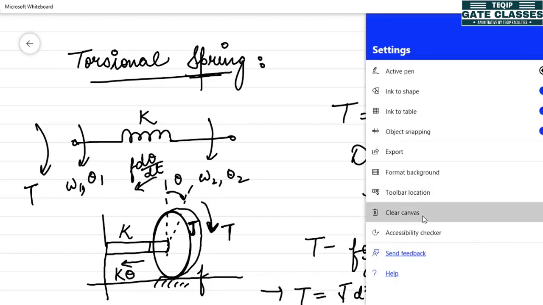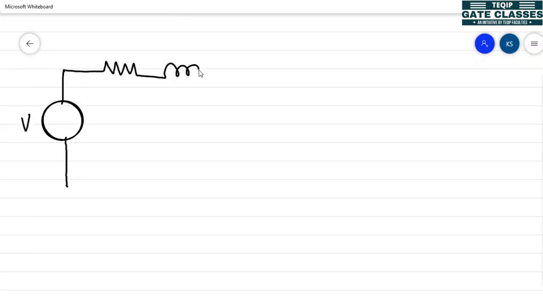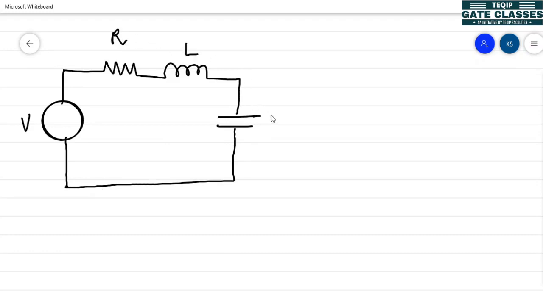Now I will take the electrical system, how to represent the mathematical model of an electrical system. First I am going to take a series RLC circuit. So I have taken a series RLC circuit. A voltage V is applied to the circuit. Because of the application of voltage, current starts to flow. So I have assumed that current I is flowing in the circuit.